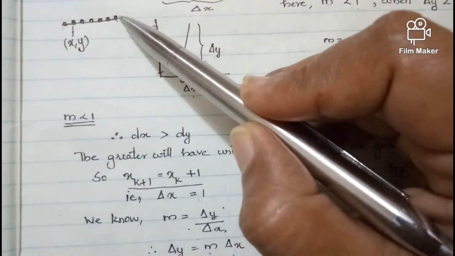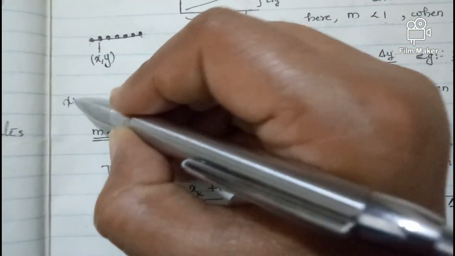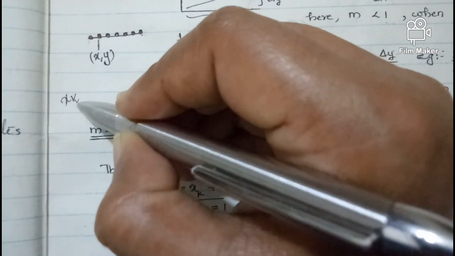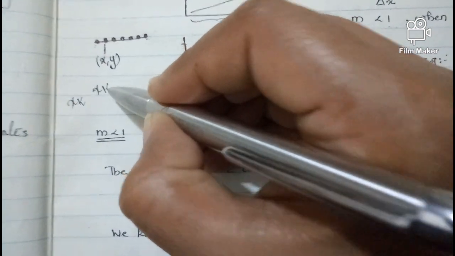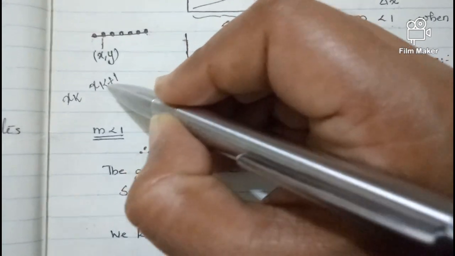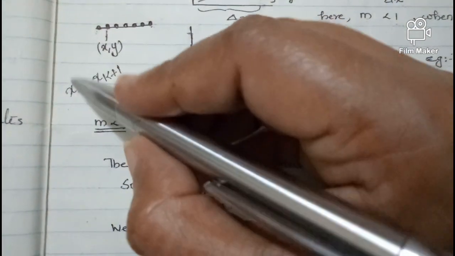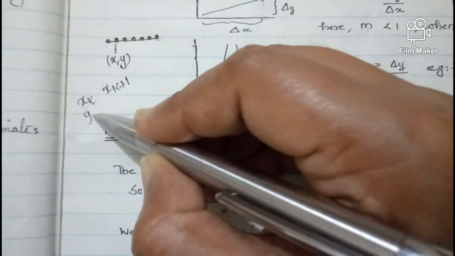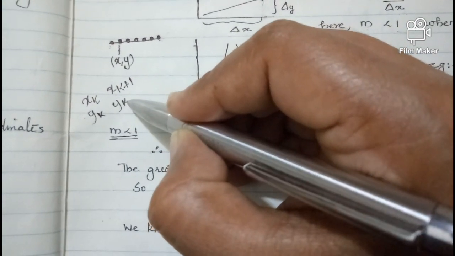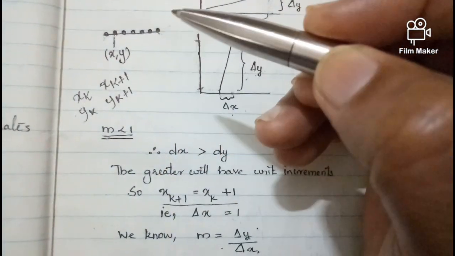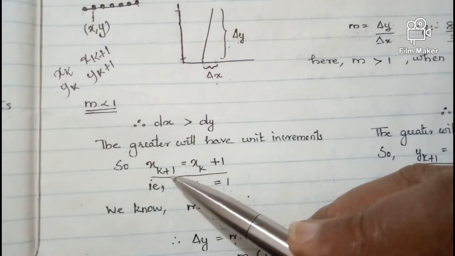Clear? So, let the current value of x be represented by xk, and let the next value of x be represented as xk plus 1. That means the value of x at the next position. This is the value of x at the current position. Similarly, the value of y at the current position be yk and the value of y at the next position be yk plus 1. Clear? Okay, now I am writing like this.